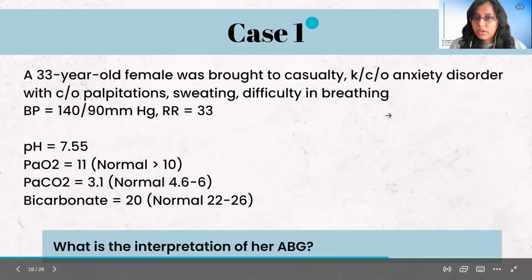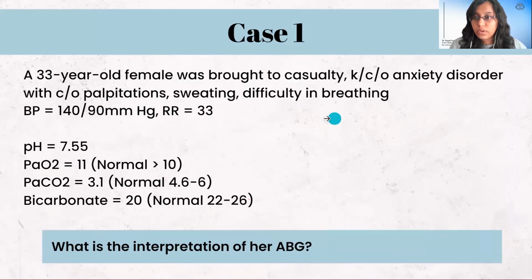A 33-year-old female was brought to the casualty, known case of anxiety disorder, with complaints of palpitation, sweating, difficulty in breathing. pH is 7.55, PaO2 is 11, PCO2 is 3.1, bicarbonate is 20. What is the ABG interpretation?